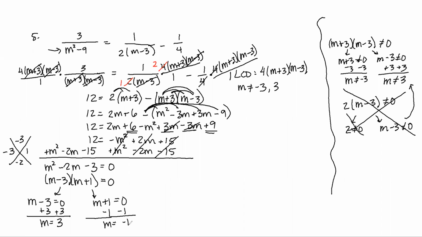Now, if we double check our answers, we had a negative 3 and 3 that m could not be equal to. Notice that we got m equals 3 as one of our solutions. That does not work. So our only solution here is m equals negative 1. We're not going to put no solution because we still had one solution that worked. The only time you put no solution is when both of them do not work.